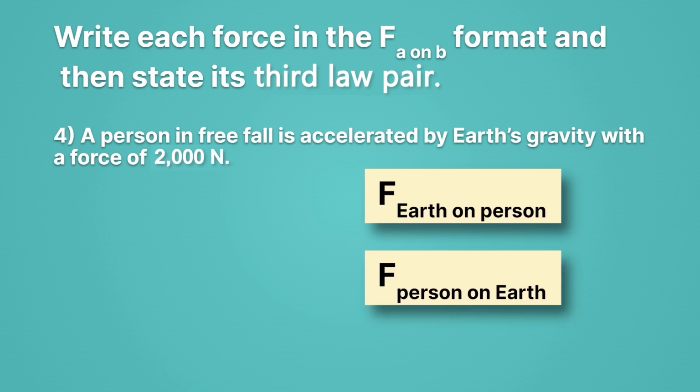That sounds wacky, but actually, this free-falling person exerts a force on the Earth. Of course, 2,000 newtons is a very small force for something as massive as the Earth. So it doesn't do much to the Earth, but it's there. That third law pair is always there.